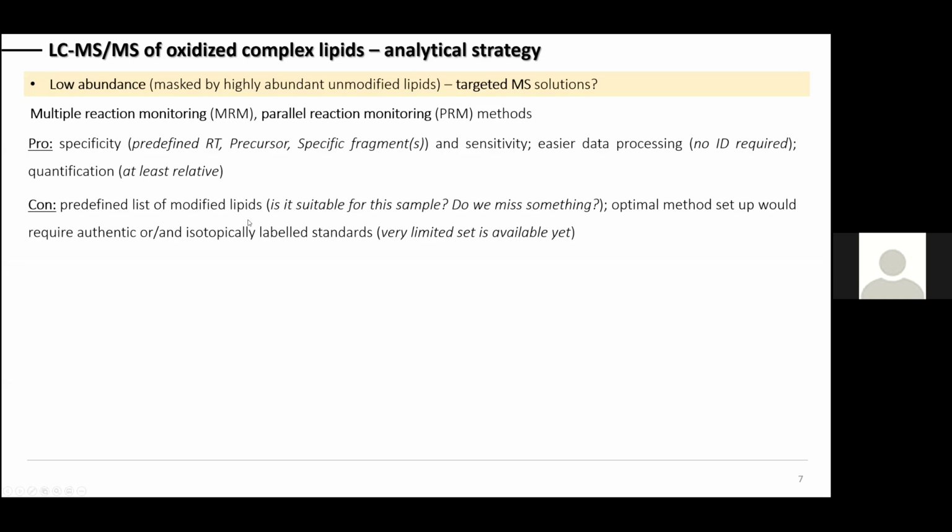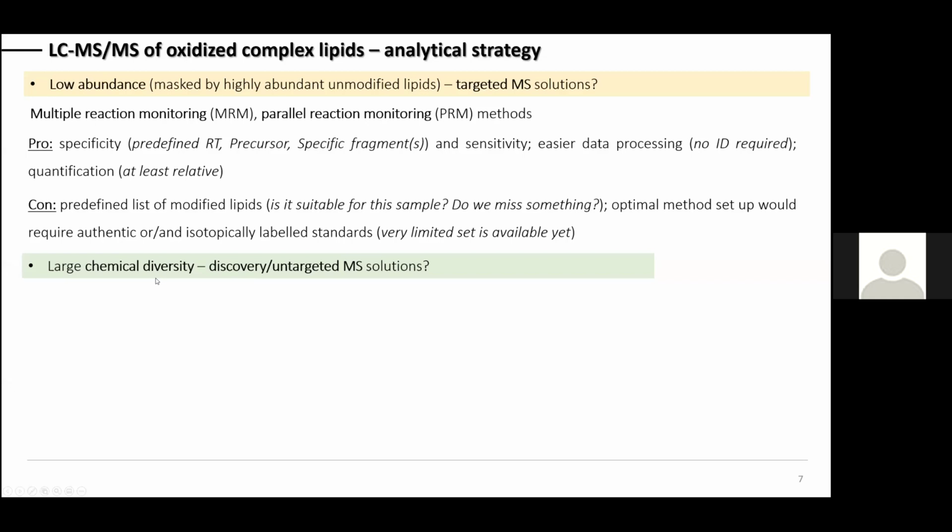But on the other hand, since we deal with a predefined list of modified lipids, how do we know that we didn't miss anything? How do we know that this list is actually specific for our conditions, for our sample? On the other hand, these lipids are very, very chemically diverse.